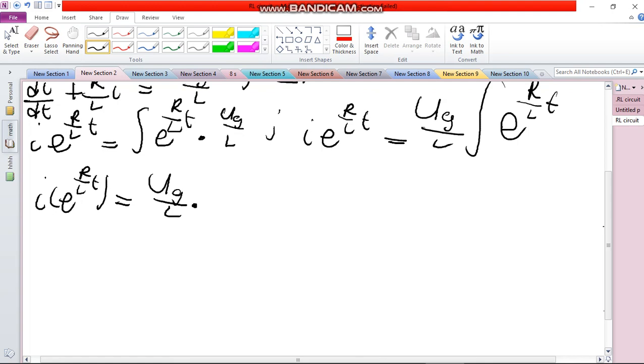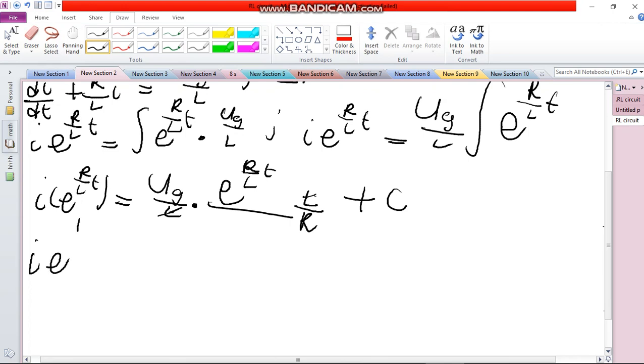It's e to power R over L t divided by the derivative of this function, which is the same as R over L. So if I cancel this L and this L, don't forget the constant of integration. So e to power R over L t times i will now be Ug over R e to power R over L t plus C.